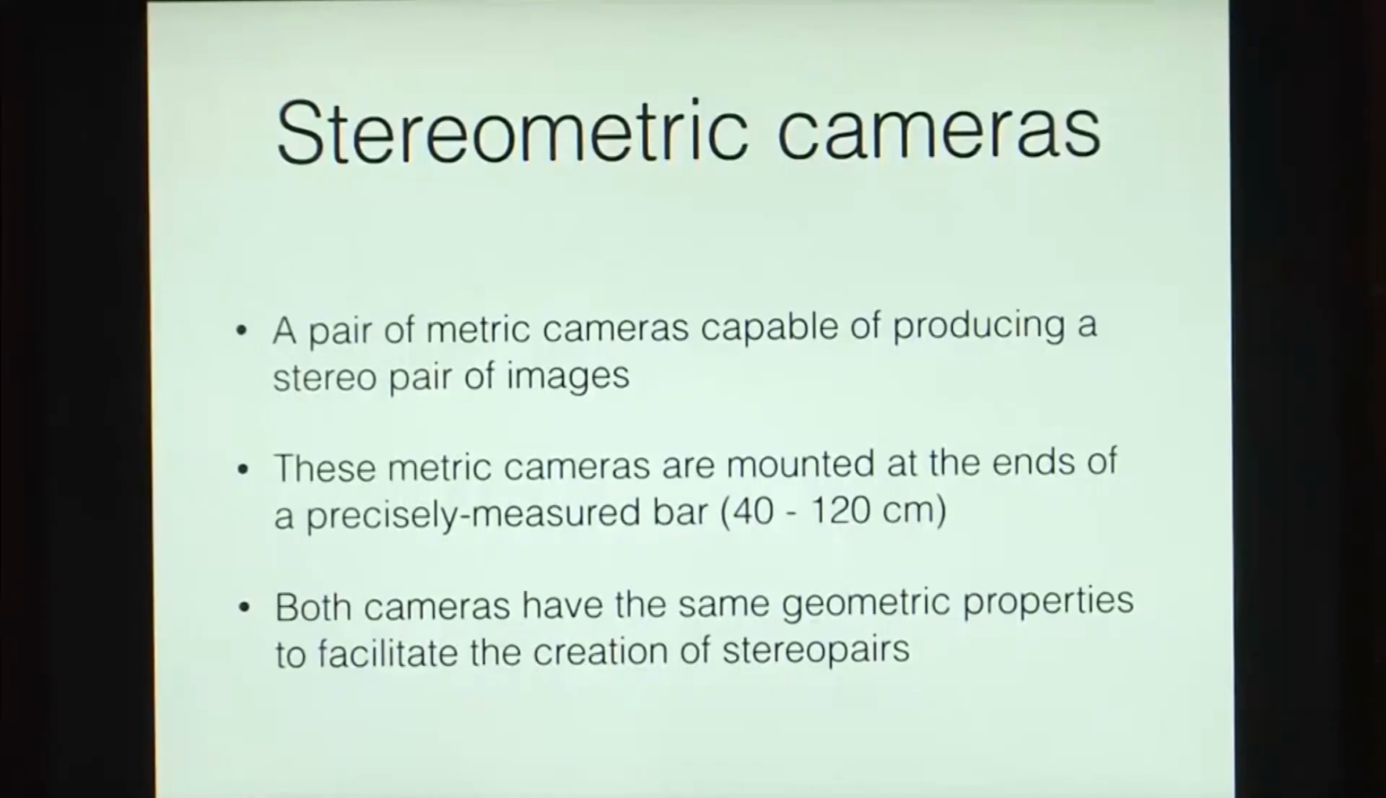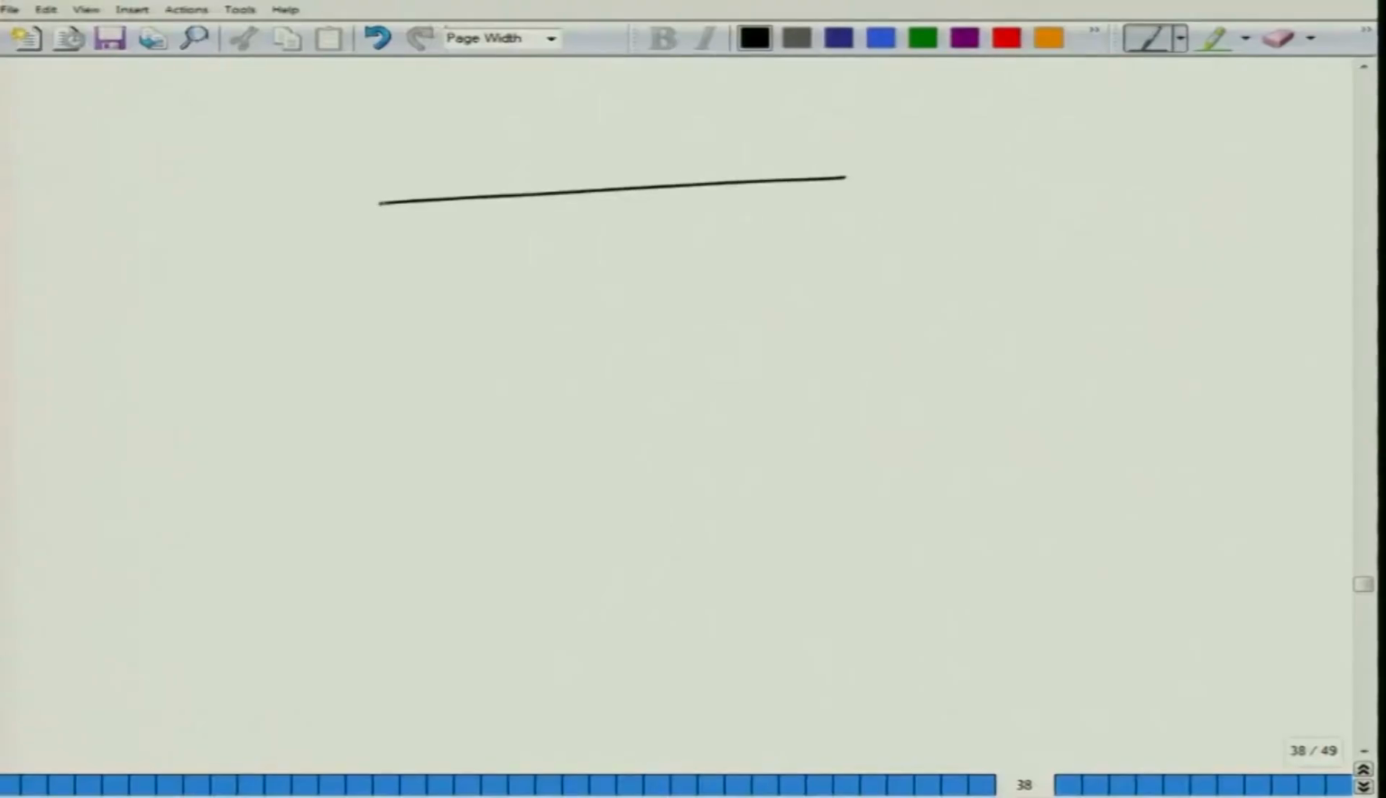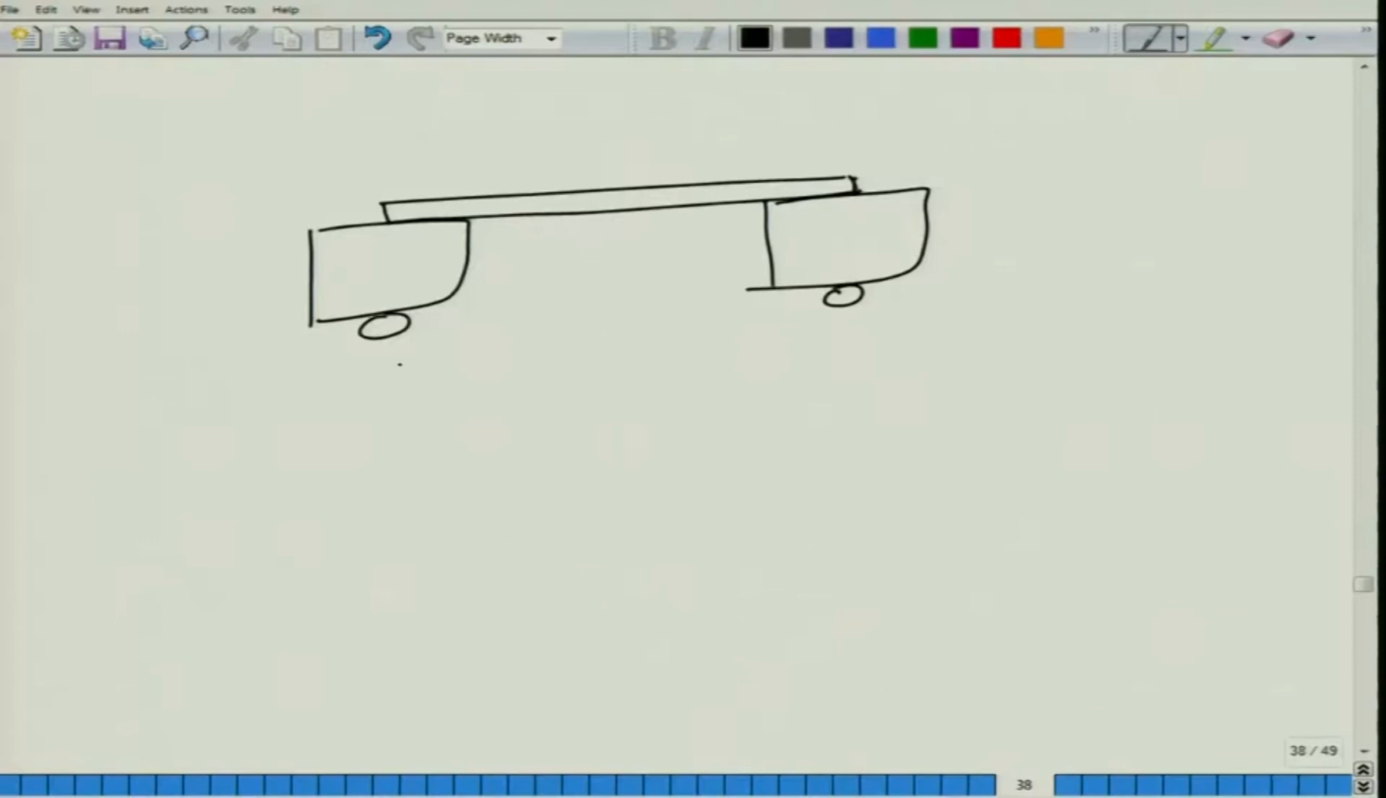These metric cameras are mounted at the ends of a precisely measured bar. So, the length of the bar, so for instance, if this is a bar and we have a camera, this is the first camera and this is the second camera, C1 and C2. So, these cameras are mounted at the ends of a precisely measured bar.